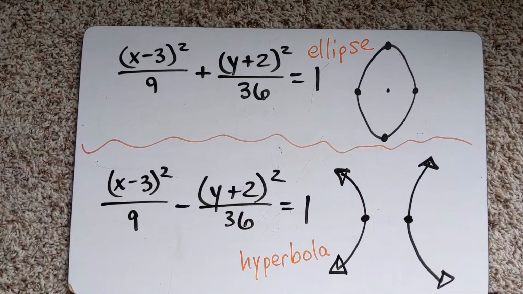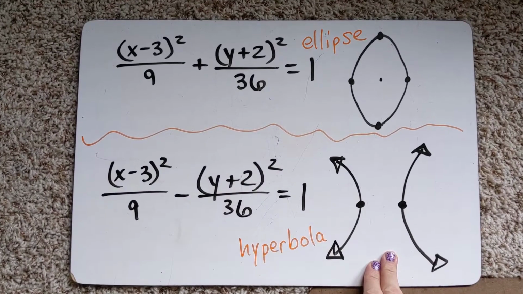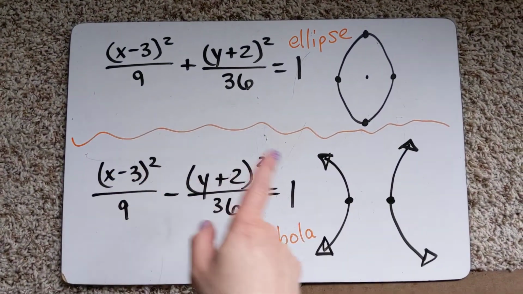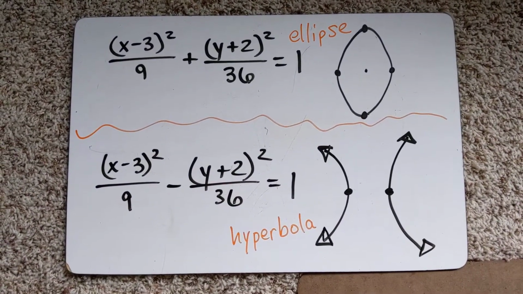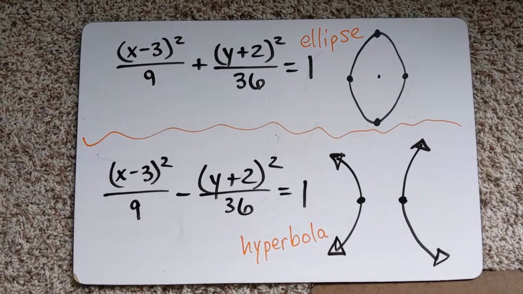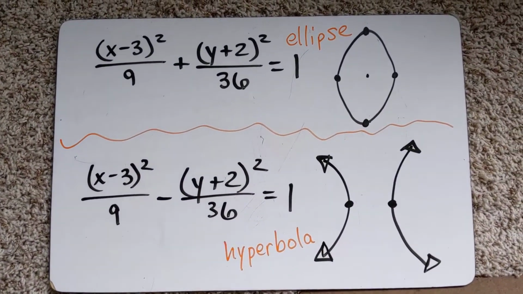Okay, today I'm going to show you how to graph hyperbolas. These are the hyperbolas, and this is the ellipse that we did earlier in the week. And you'll notice if I gave you these equations, they look almost identical. The only difference in the equations for an ellipse and a hyperbola is plus or minus.